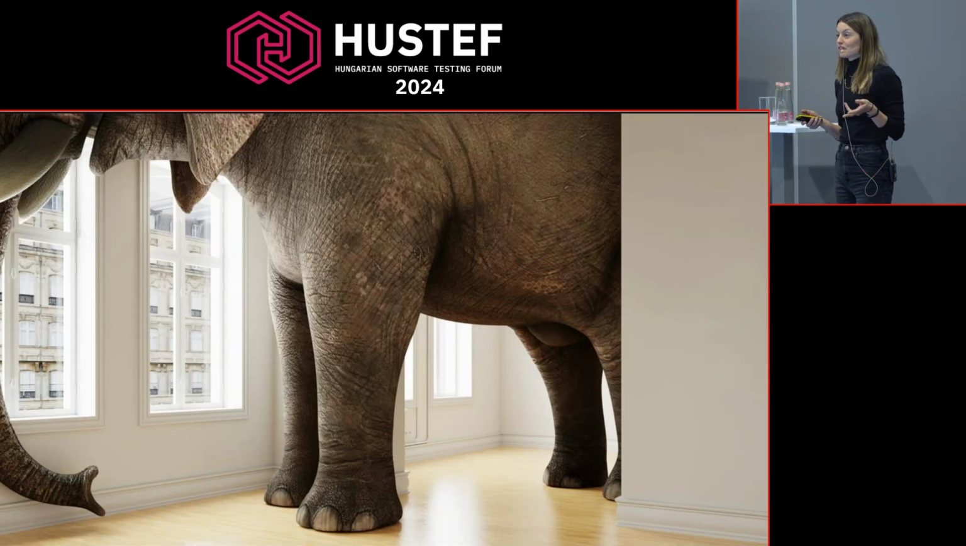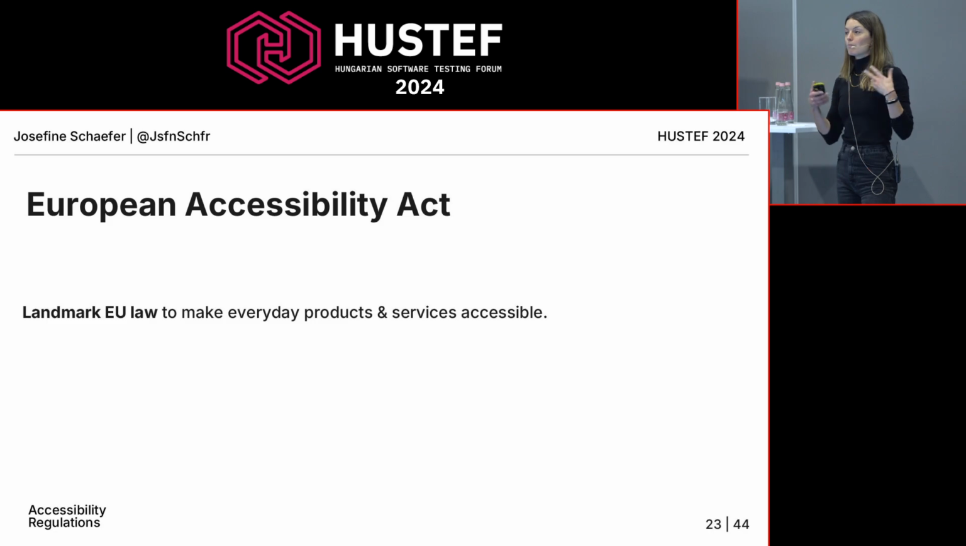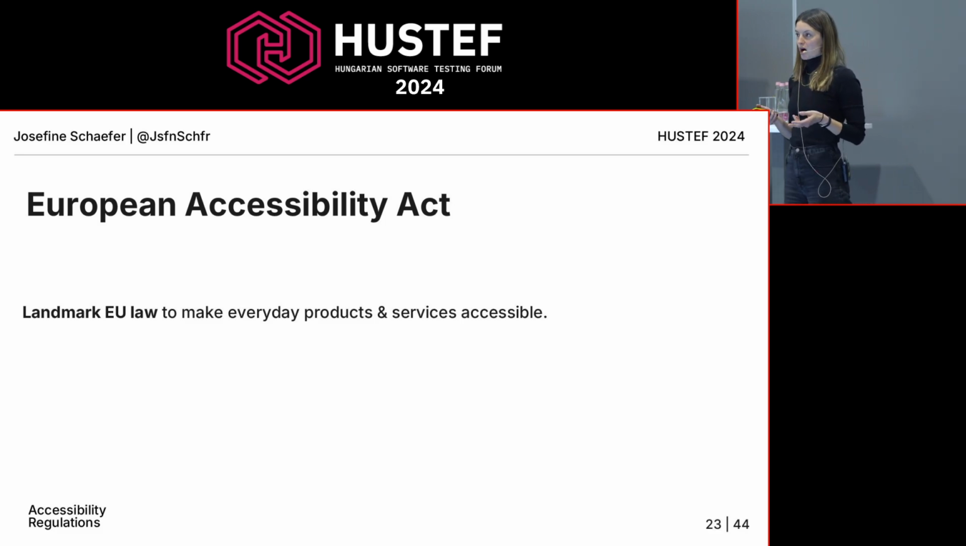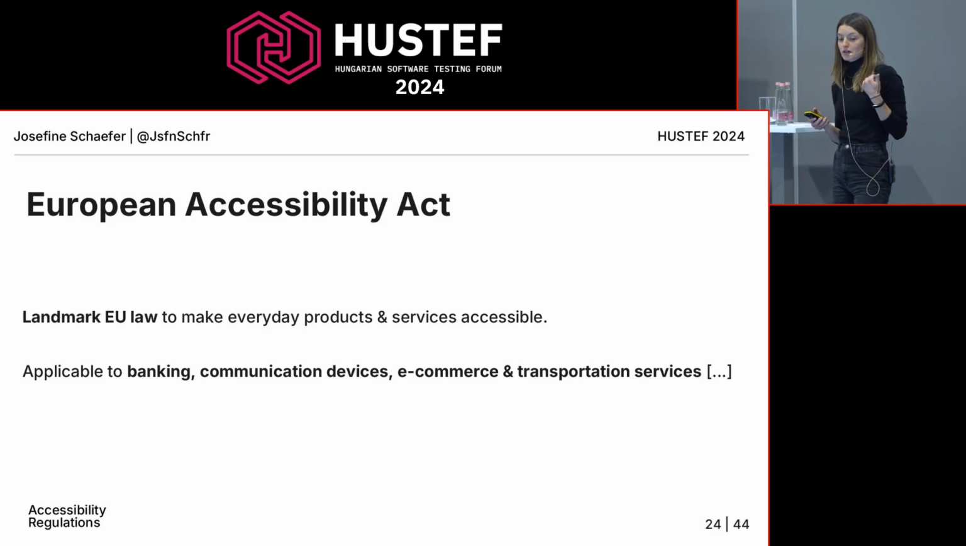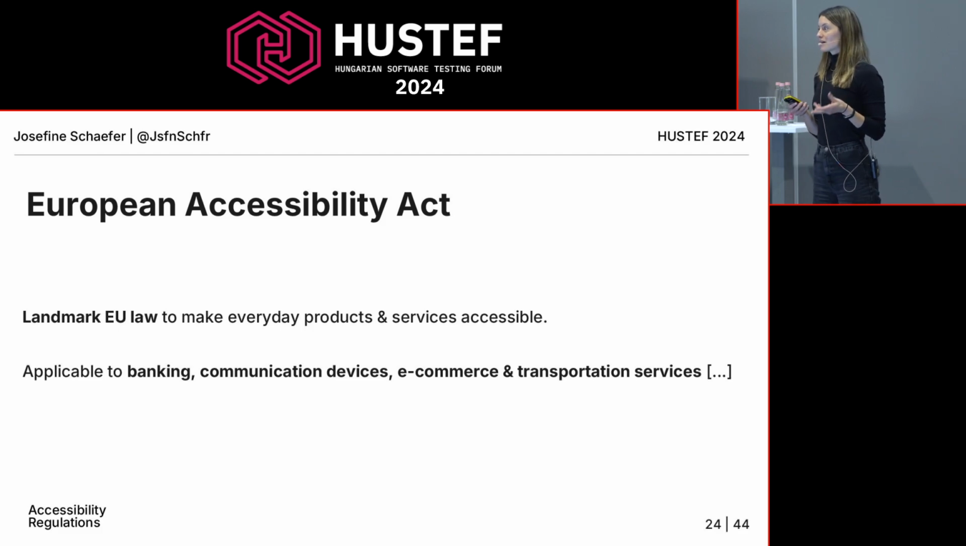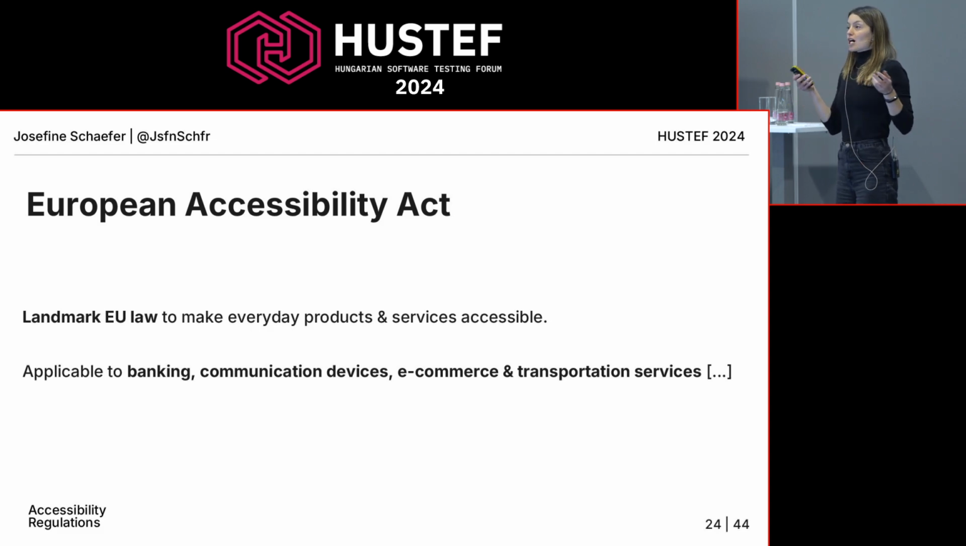But the big elephant in the room in this case is that there are more laws coming to the EU, the EAA, so another abbreviation, and it's basically a new law for everyday products and services to make them more accessible. And that applies to lots of different things, for example banking, messenger services, communication, lots of things that are transportation related, also air travel. And the biggest one is e-commerce, right? So this will, with a few exceptions, affect a lot of people in the EU in the future.